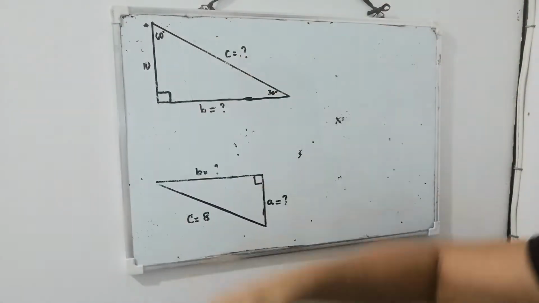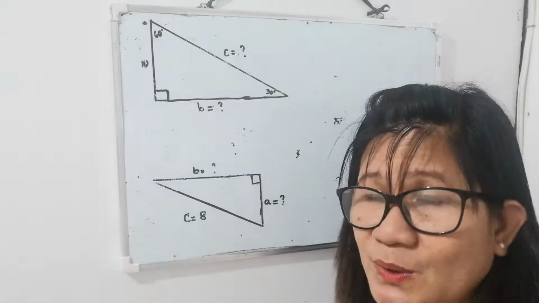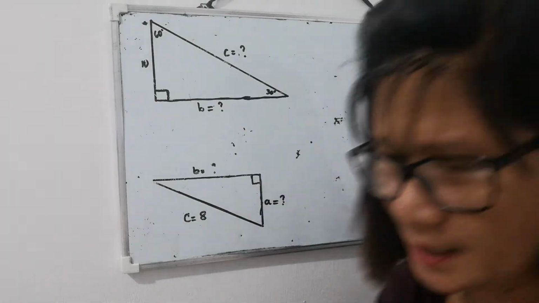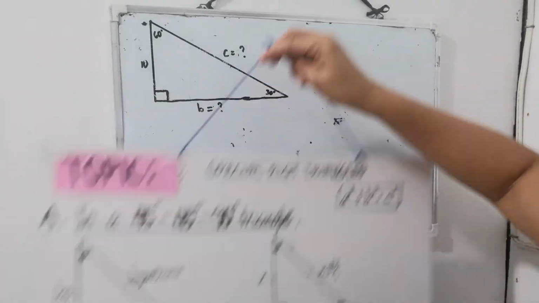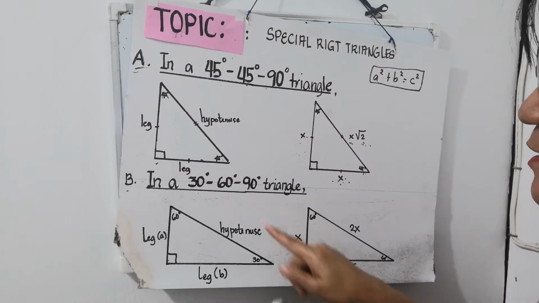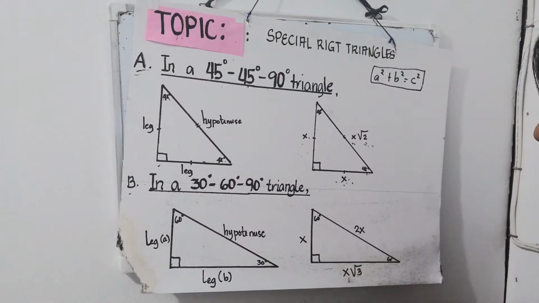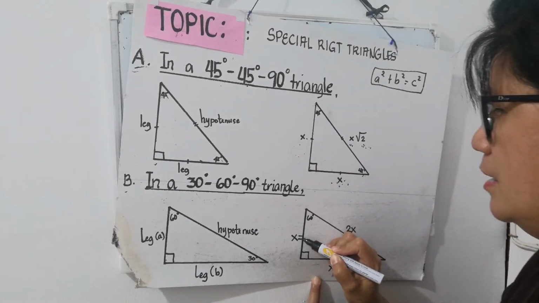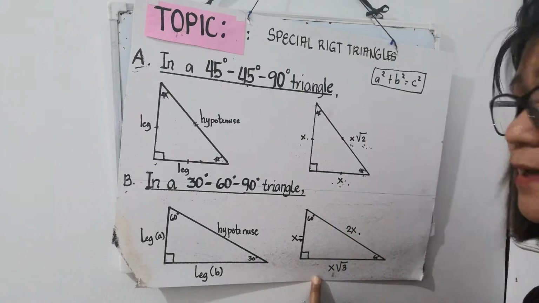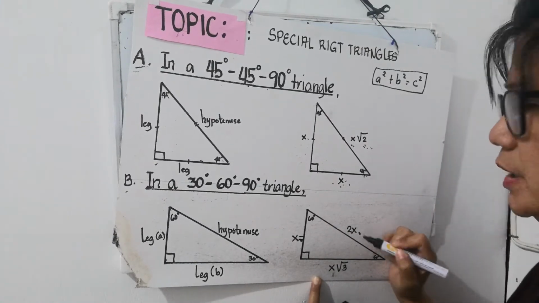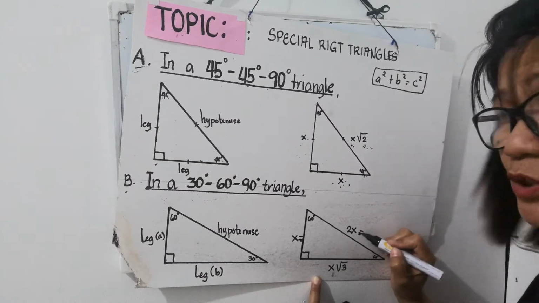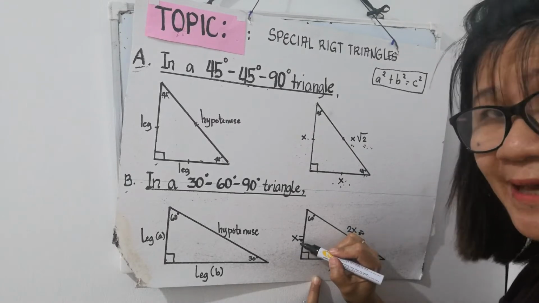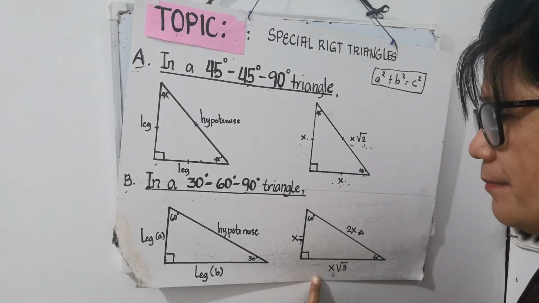Okay? Next. Pag-usapan naman natin ngayon yung tinatawag nating 30, 60, 90 triangle. Okay? Nakalagay rito, in a 30 degrees, 60 degrees, 90 degrees triangle, the measure of shorter leg is half. O kaya, the measure of our hypotenuse is twice the measure of the shorter leg. Okay, let's take an example.